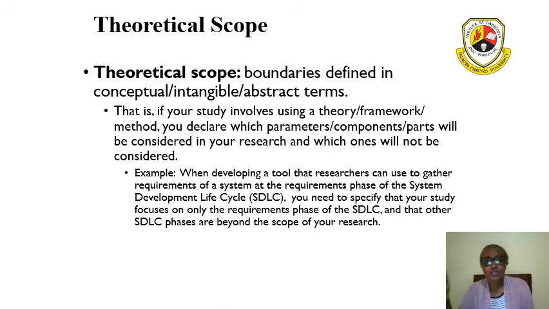Then we have theoretical scope. If your research involves a certain theory or method, you declare this clearly: this is what I'm going to use. So here we have an example of stating that someone is going to use the system development life cycle. That is a system development method. There are other system development methods we can use, and you can state which method you wish to use.